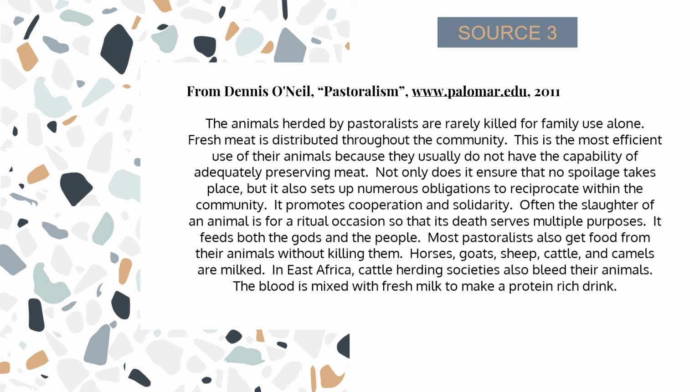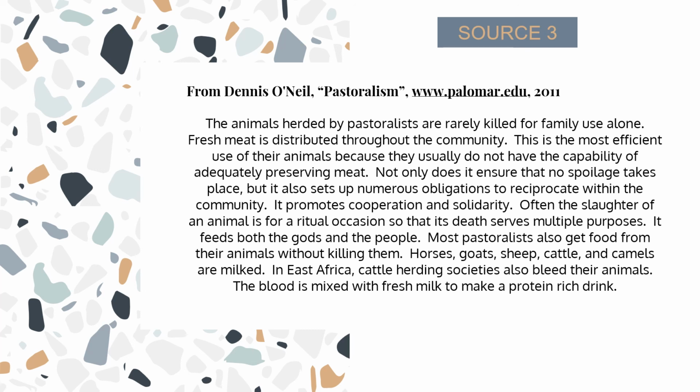Not only does it ensure that no spoilage takes place, but it also sets up numerous obligations to reciprocate, that means like to give back, within the community. It promotes cooperation and solidarity, right? Often the slaughter of an animal is for ritual occasion, that is, its death serves multiple purposes. It feeds both the gods and the people. Most pastoralists also get food from their animals without killing them. So horses, goats, sheep, cattle, and camels are all milked. So you can eat or drink the milk, right, without killing the animal. In East Africa, cattle herding societies also bleed their animals. The blood is mixed with fresh milk to create a protein-rich drink.